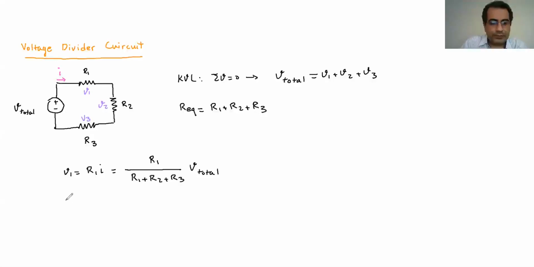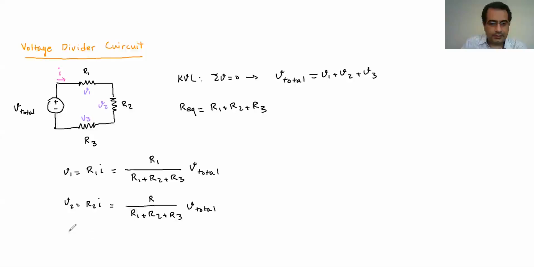The same for V2. You can say V2 is R2I, or write it the same as the other one. So it's R2I, and it's going to be R2 plus R3 V total.